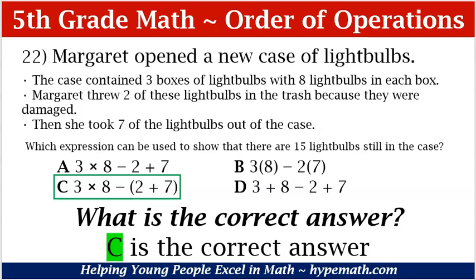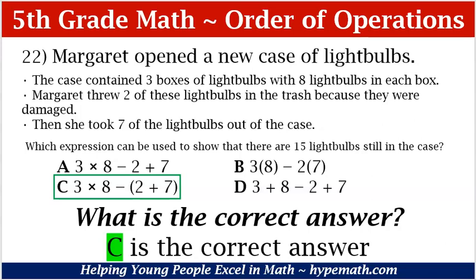However, the subtract 2 is good, but then they added 7, so the plus 7 means there are 7 light bulbs added to the total amount, and that's not true. We know that that needs to actually be subtracted because they were light bulbs that Margaret took out of the case. B started off good too.